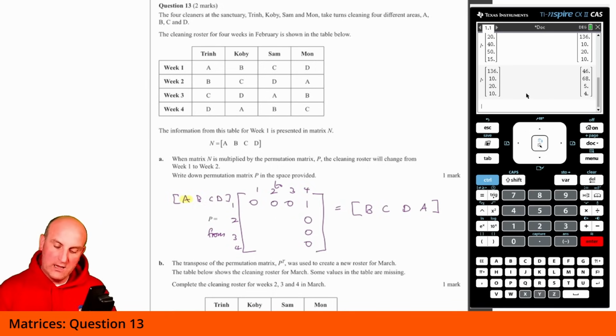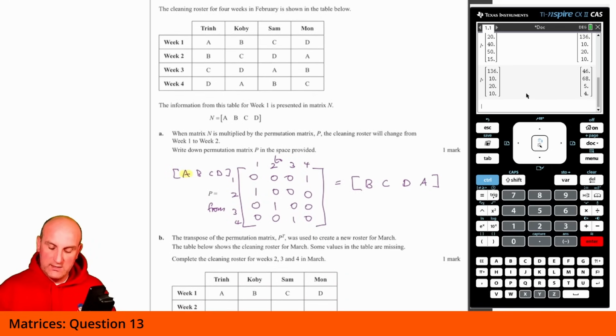If I look at B, I want it to move from position 2 to position 1. So from 2 to 1, that's got to be a 1 there. C, I've got to move from 3 to 2. So from 3 to 2, I've got to have a 1 here, which means I've got to have a 1 there. So as far as I'm concerned, that would be my correct transition matrix. There may be other ways of doing it, but that's what I did.